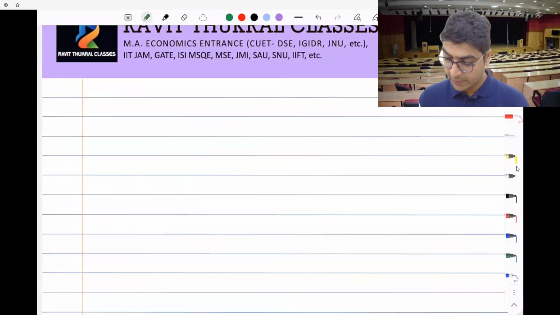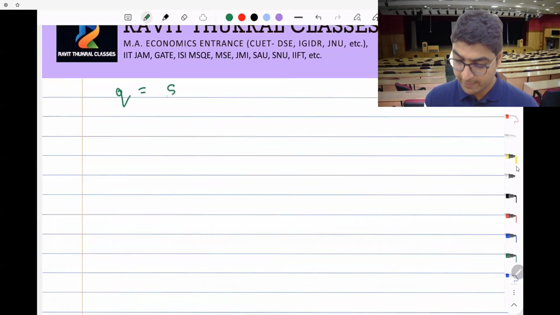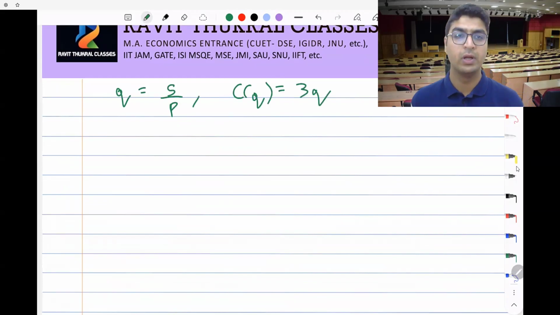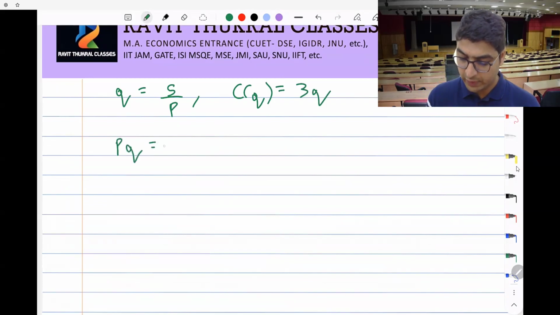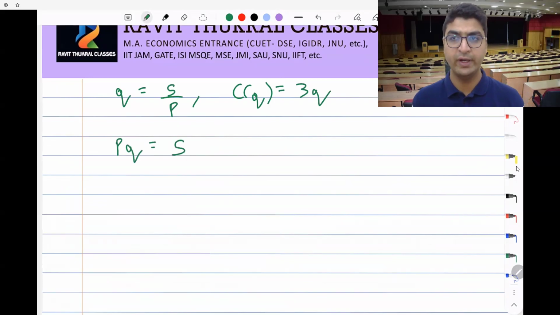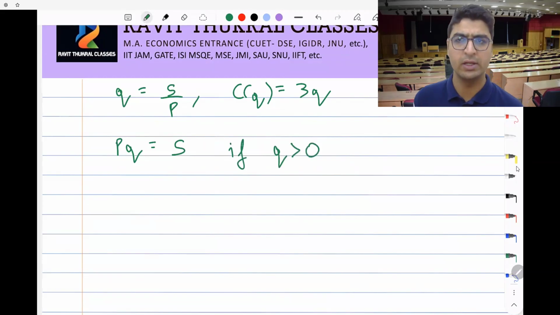Okay, let's solve it here. So we have Q equal to 5 by P, CQ equal to 3Q. And so this gives us PQ equal to 5. So notice that revenue is fixed, but obviously you have to sell something only then. If you are selling at least something. If Q is 0 then obviously there is no revenue. So whenever you sell something positive you will get a revenue of 5.